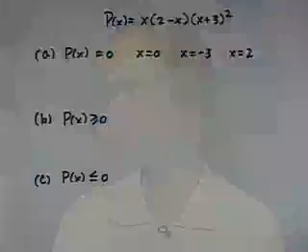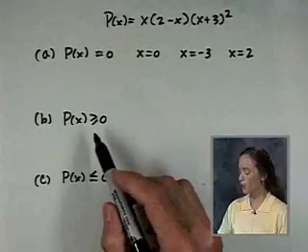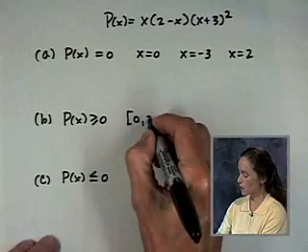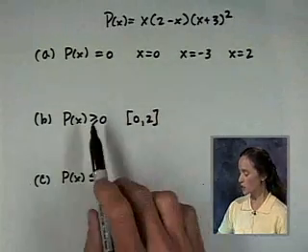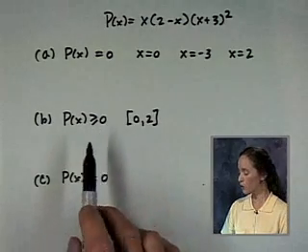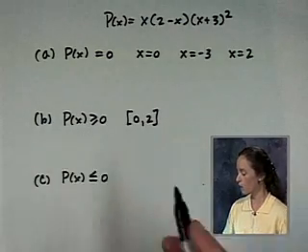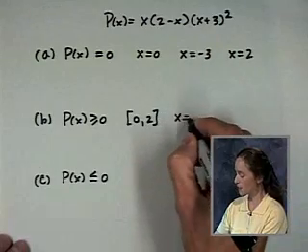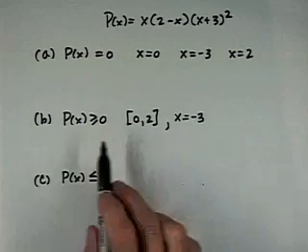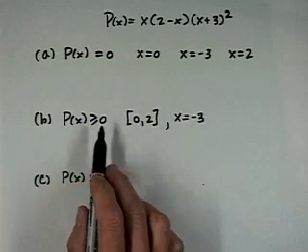Now we're ready to answer part B, which is to write the interval or intervals where P of x is greater than or equal to 0. Again, looking at your graph, the interval where the polynomial is above the x-axis is from 0 to 2. I've used brackets because of the equal to attached to the inequality. There's also one other point that satisfies this inequality, and that's the value x equals -3. At that particular x value, the polynomial is equal to 0.